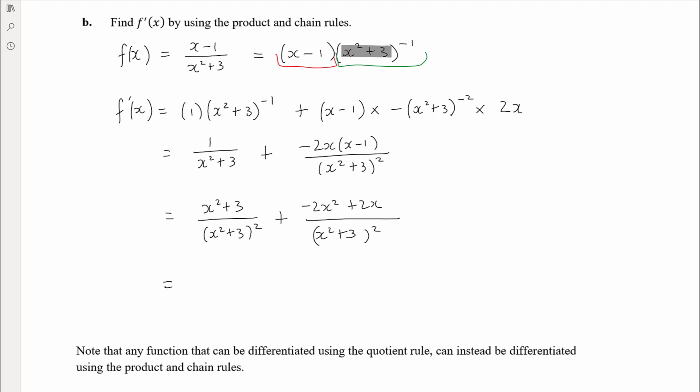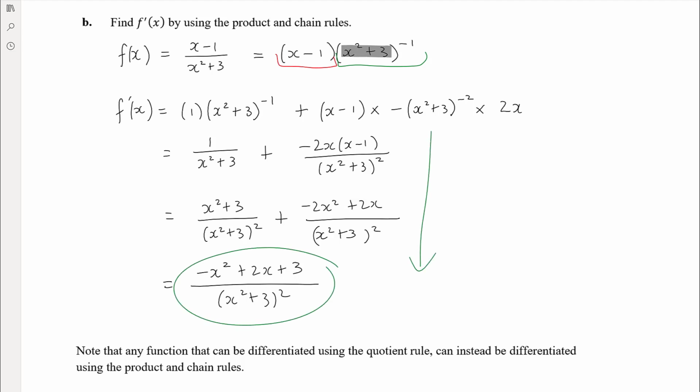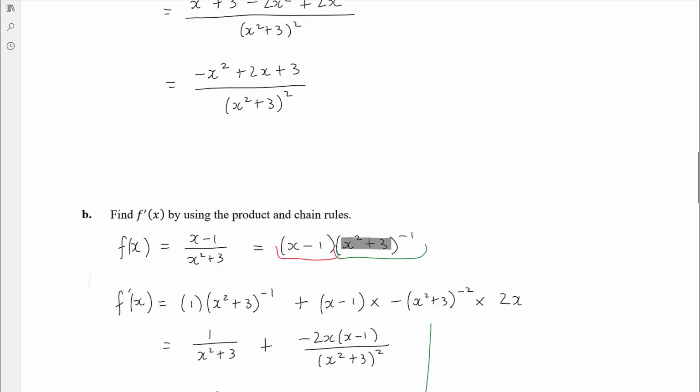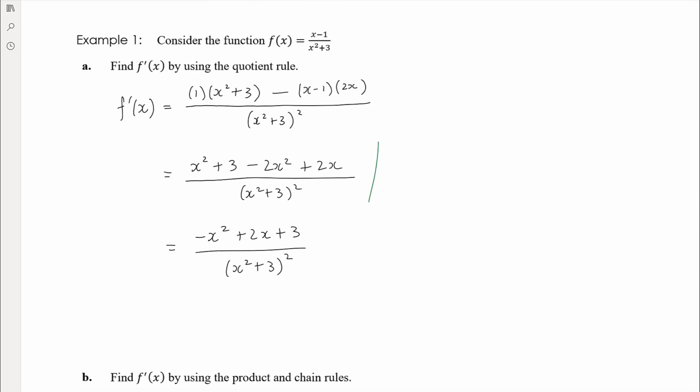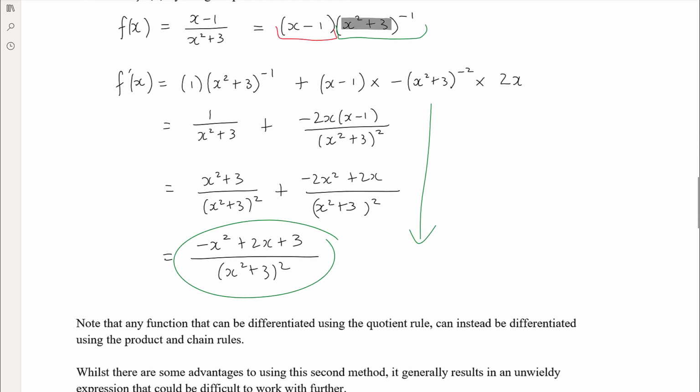And then we can put that together. So x squared minus 2x squared, negative x squared, plus 2x plus 3 all over x squared plus 3 all squared. There's just a bit more algebra required to get to the same nice, neat answer by using the product and quotient rules, whereas when we use the quotient rule, we get straight away to that nice, neat answer.